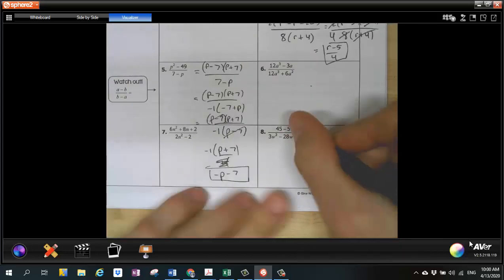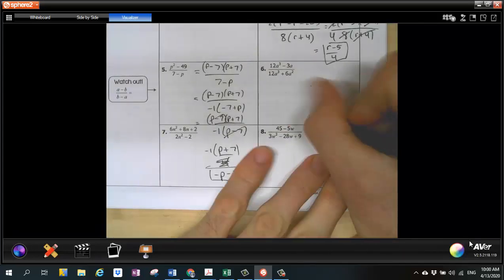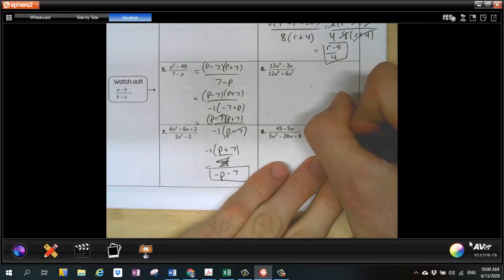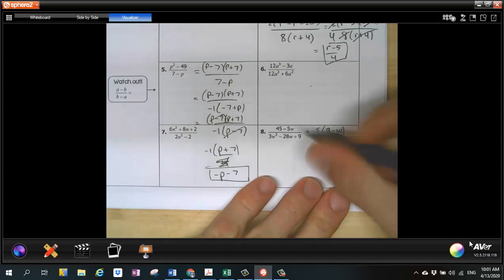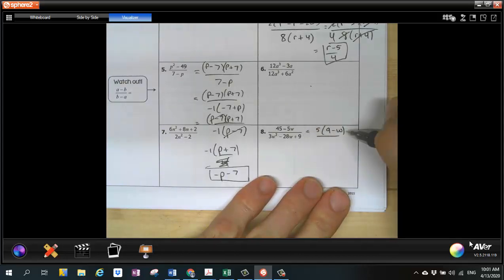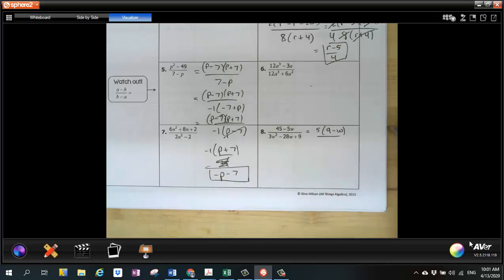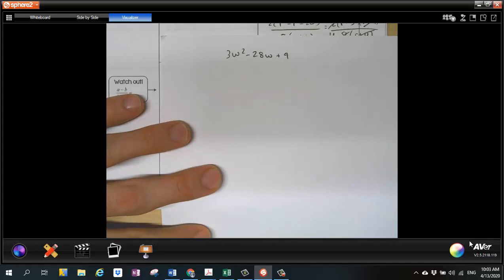Okay, the next one, number 8, I'm going to try to factor the top first. If I pull out a 5, I'm left with 9 minus w in the numerator. And then in the bottom, I want to factor this. This one's a little bit harder to factor. So I'm going to do this on a separate sheet of paper, just so there's enough room to do it.